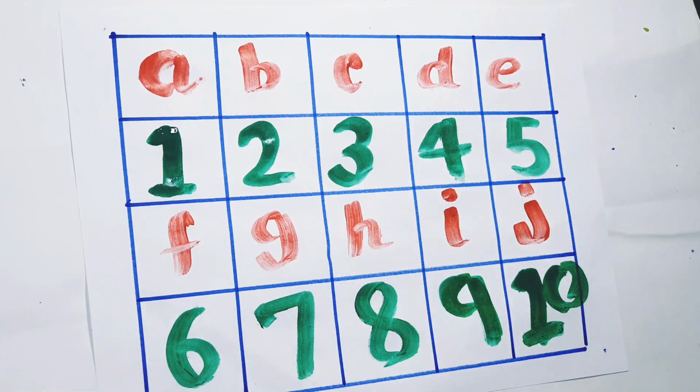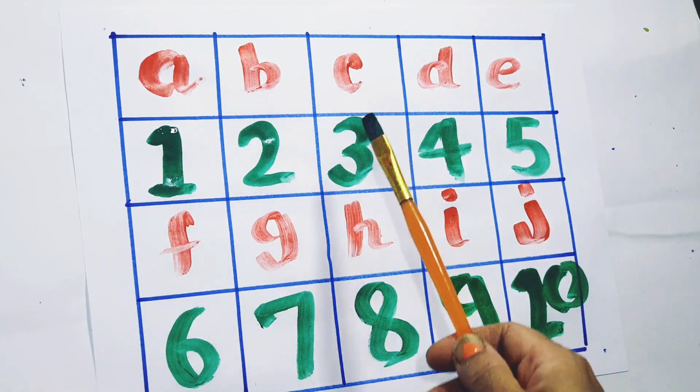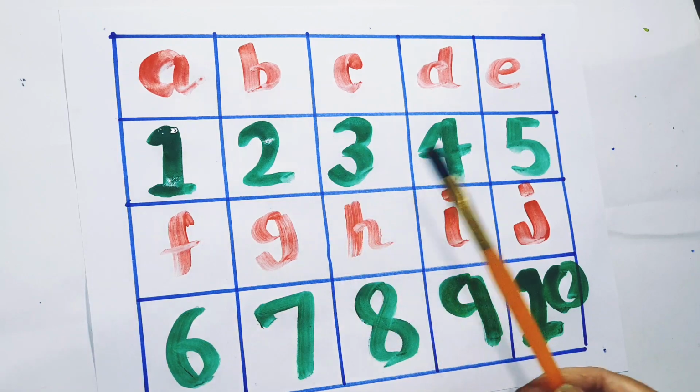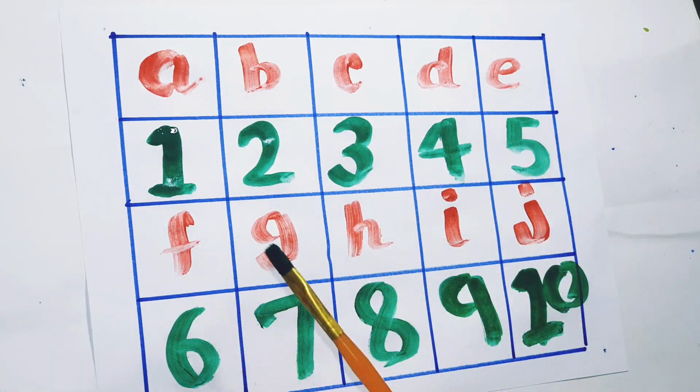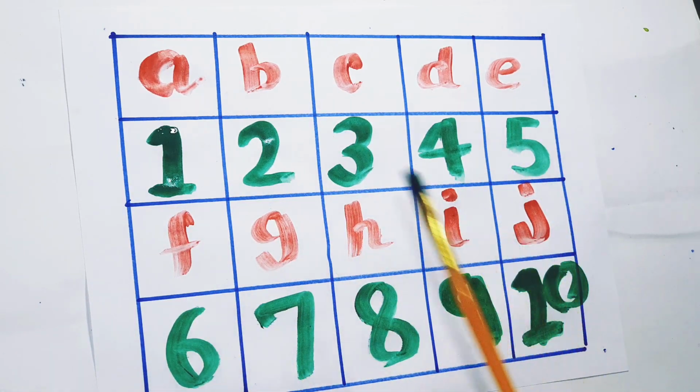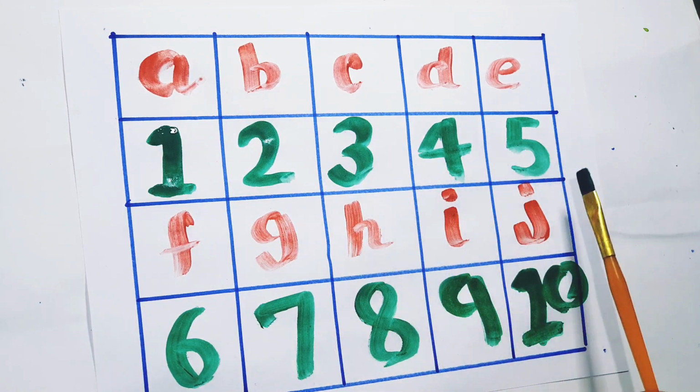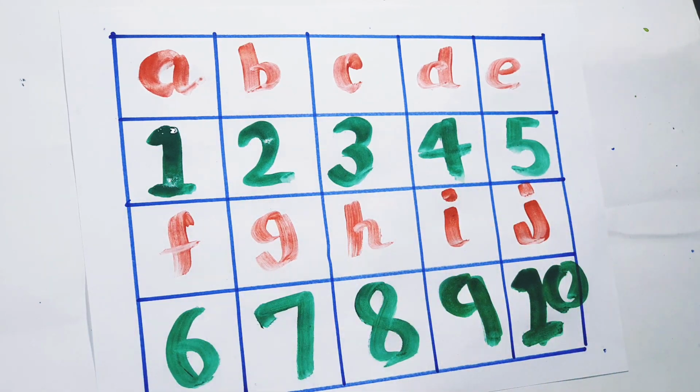So kids, what did we learn today? We learned about green color and red color. A, B, C, D, E, F, G, H, I, J. 1, 2, 3, 4, 5, 6, 7, 8, 9, 10.